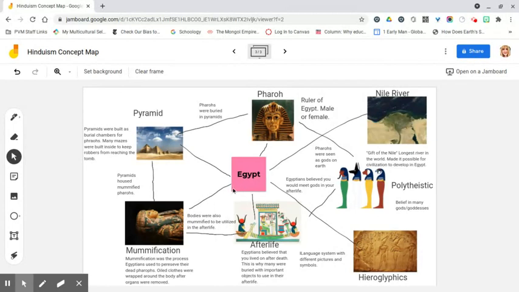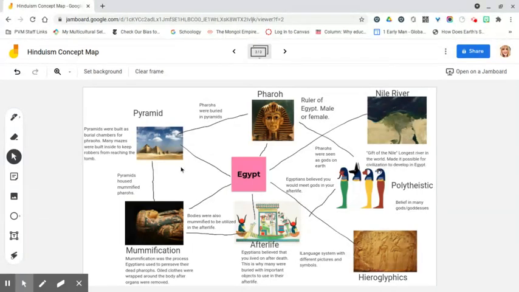The next term I put on here was mummification. I found my image with Google Images, and I added a text box that's down here for all of these. I describe what the mummification process is: the process used to preserve the dead. Oiled cloths were wrapped around the body after organs were removed.